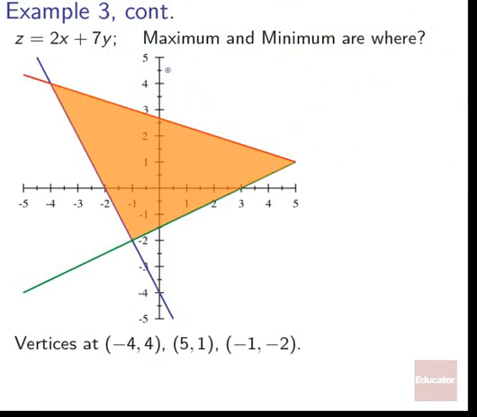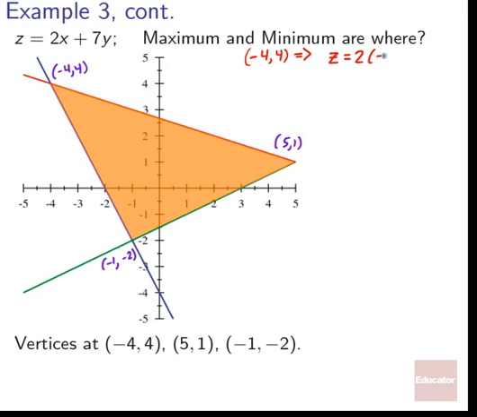All right, so where are our maximum and minimum? Vertices are negative 4, 4; 5, 1; negative 1, negative 2. So we've got negative 4, 4 here, 5, 1 here, and negative 1, negative 2 here. All right, so let's start off with negative 4, 4. We plug that in for z equals 2x plus 7y, so what will our z wind up coming out to be?